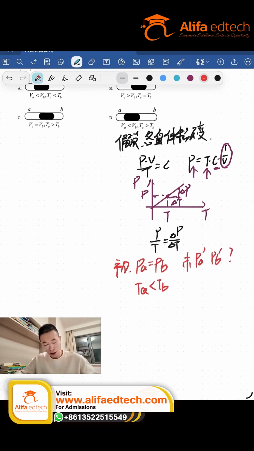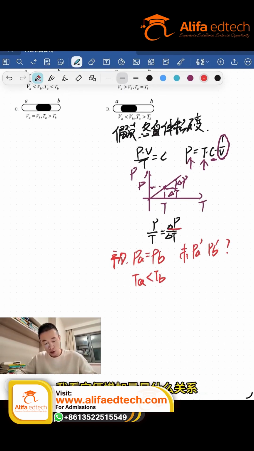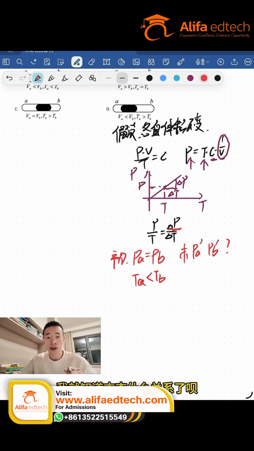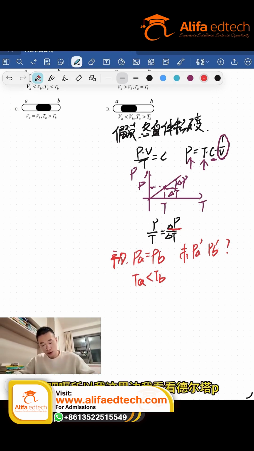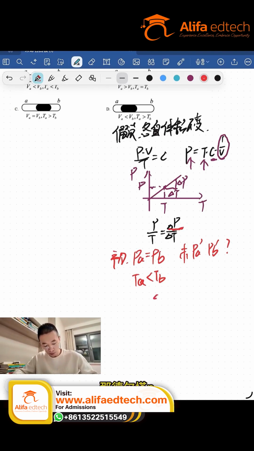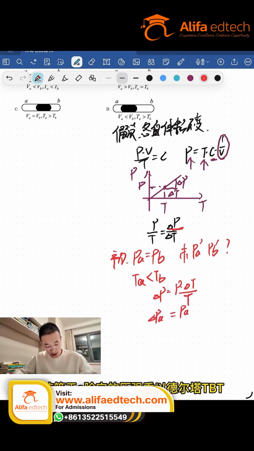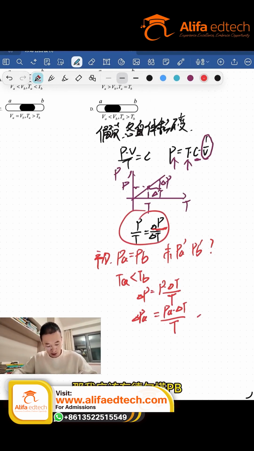If I look at the relationship between their increases, then I'll know the relationship between their final states, right? Because initially the two are equal, whichever one absorbs more heat, the increase will be greater and the pressure in its final state will be higher, right? So let me look at the delta. Delta P should be equal to P times delta T over T, right? So for A, delta PA is equal to the initial pressure of A times delta T divided by TA. It's the same for B: delta PB equals PB times delta T divided by TB, B's initial temperature.